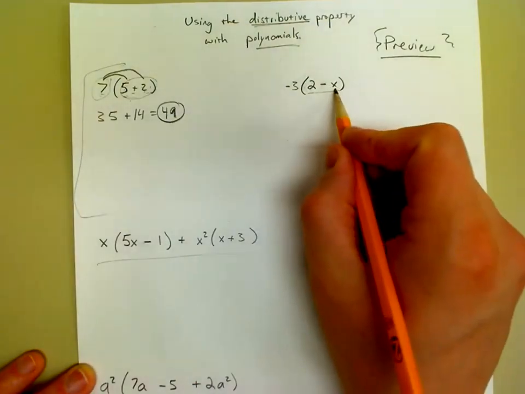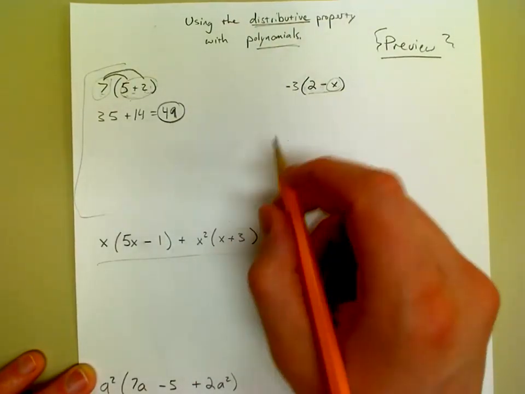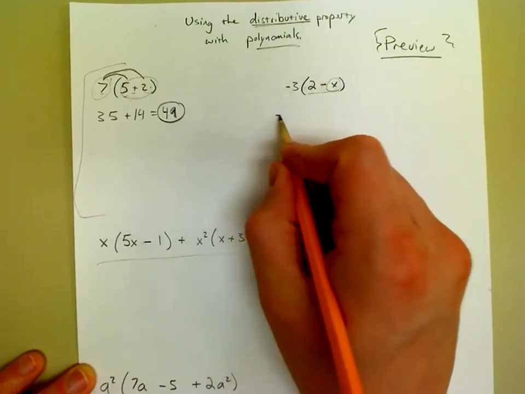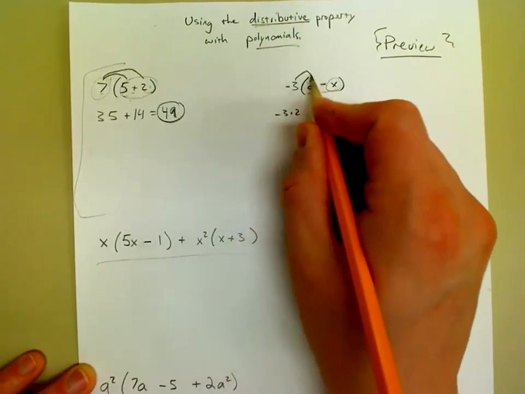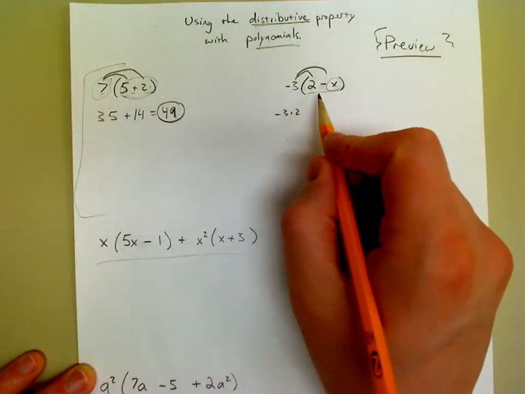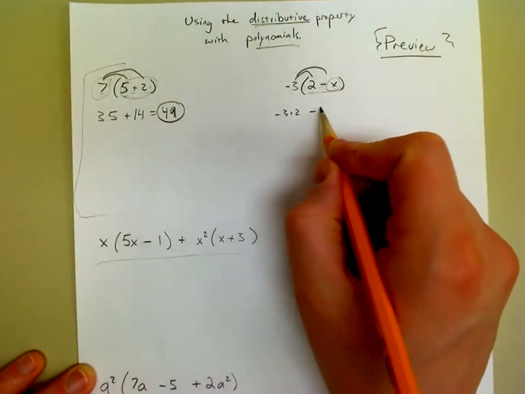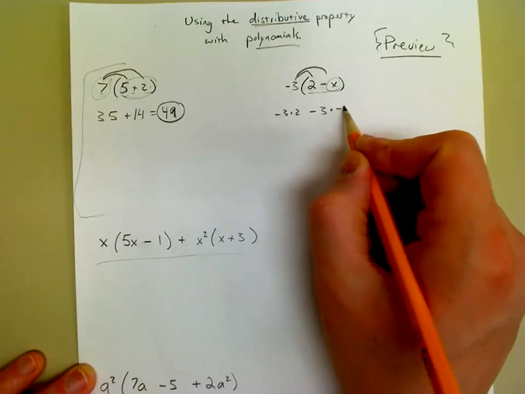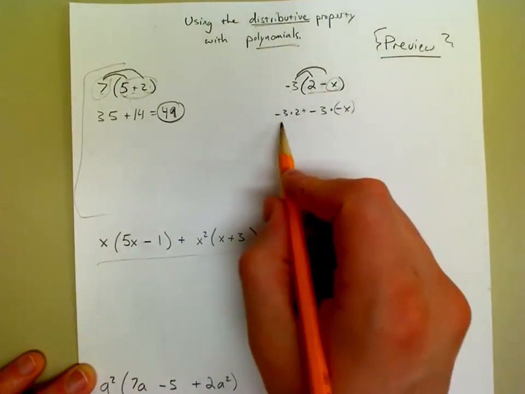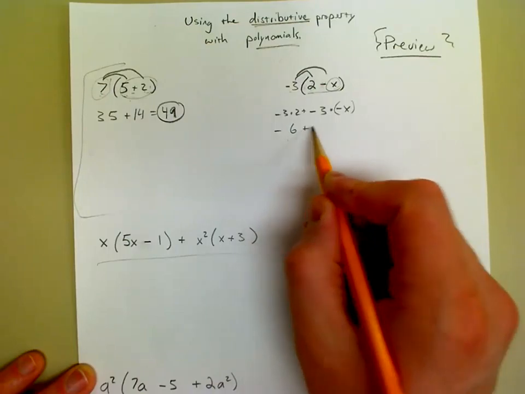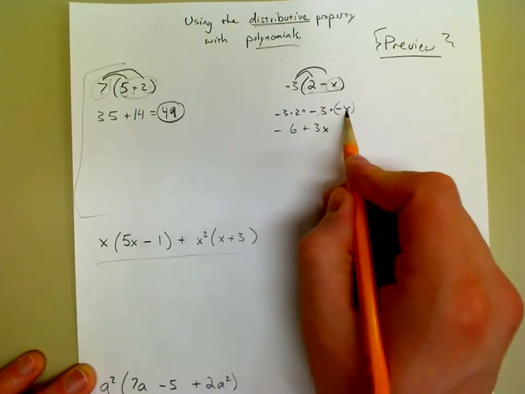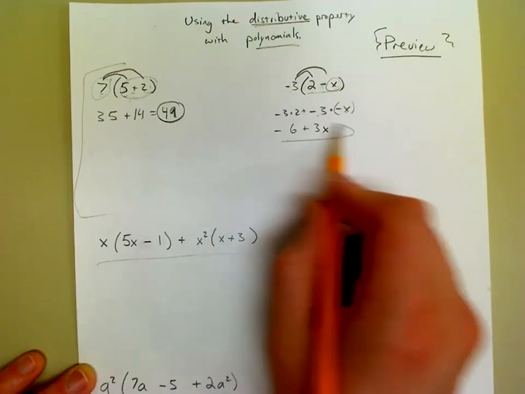Alright, so I'll do one that has a variable in it and some subtraction here. So I've got negative 3 times 2. And then I've got negative 3 times negative x. So that's negative 6 plus, and then negative 3 times negative x is 3x. Negative times negative is a positive. So there's my answer.